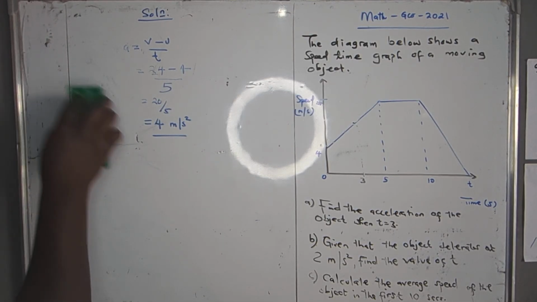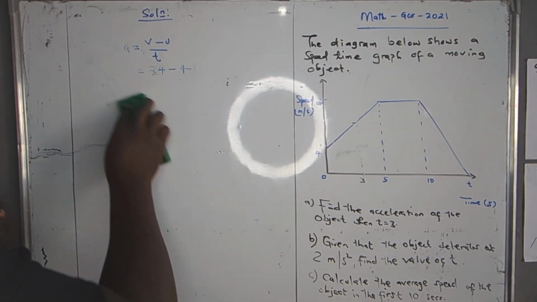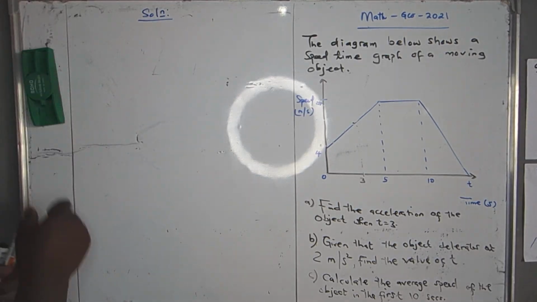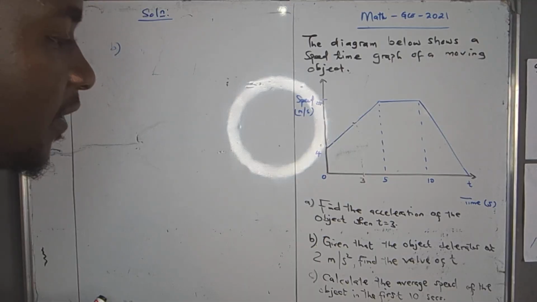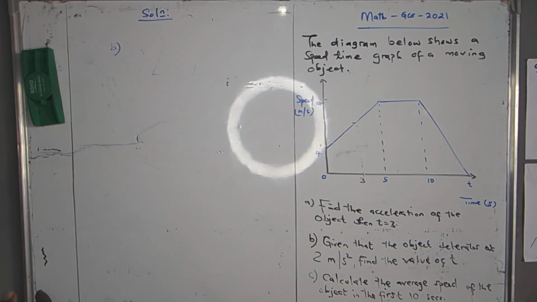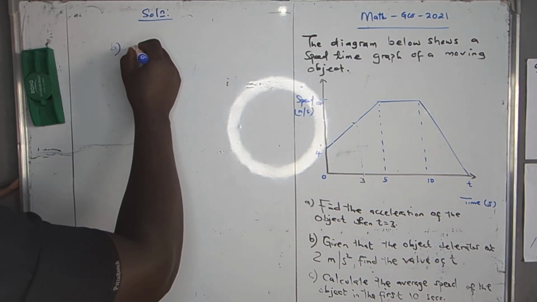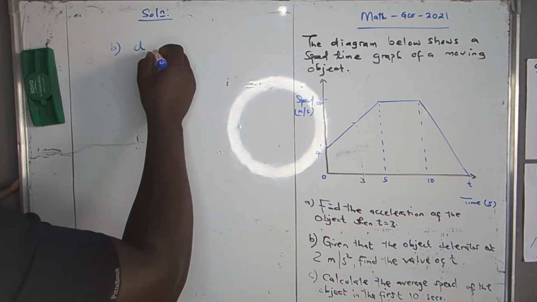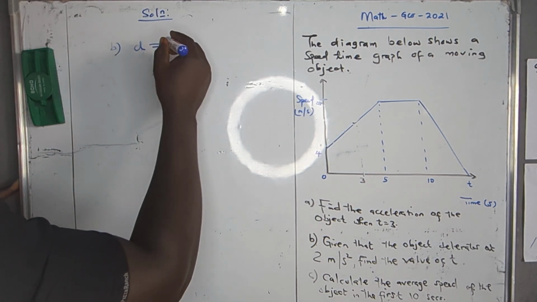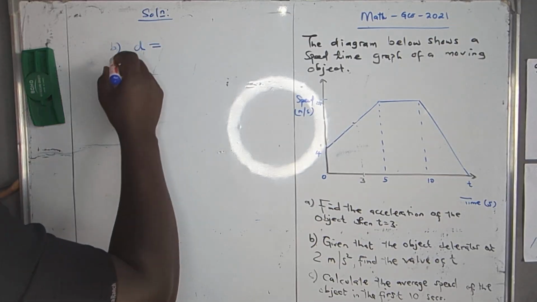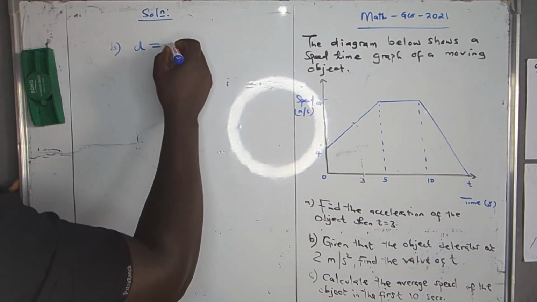Okay, now let's create more space here. Let's see how we're going to come up with a solution for B. So B reads, given that the object decelerates at this rate, 2 meters per square second, find the value of t. Right, so you have to understand that deceleration, also known as retardation, is negative acceleration.